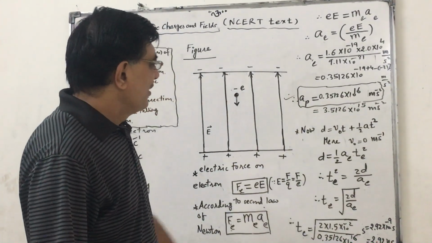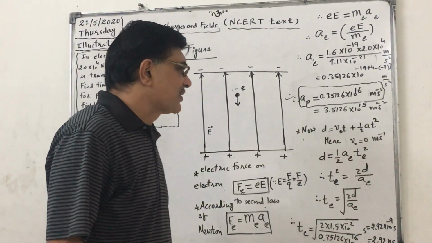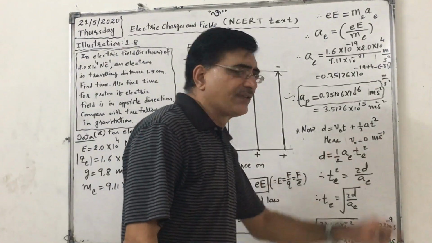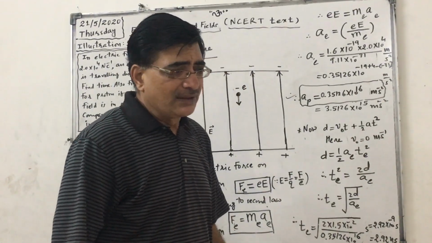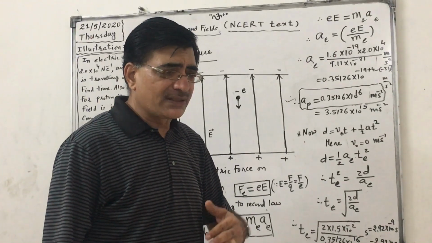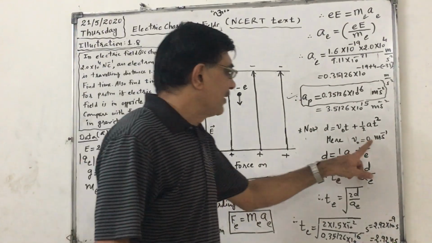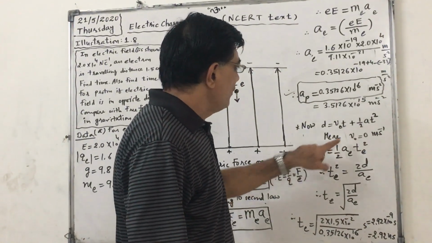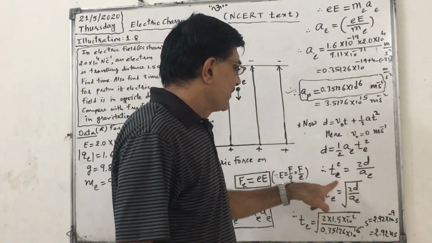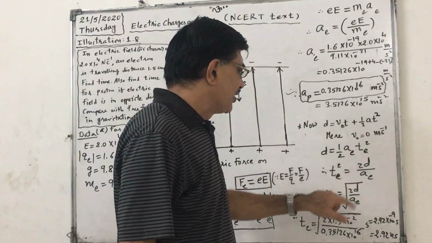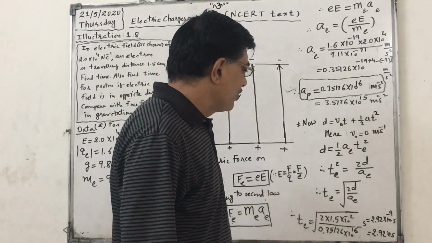Now we know that d equals v0 t plus half a t square. Initial velocity is considered as 0 because we consider that the motion starts only after applying the electric field. So initial velocity is 0. So d equals half a_e t_e square. t_e square equals 2d upon a_e. t_e equals square root of 2d upon a_e.